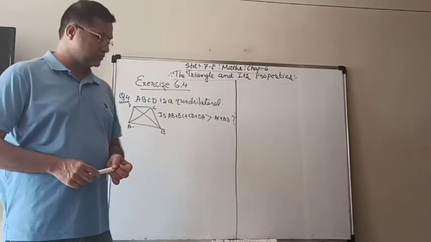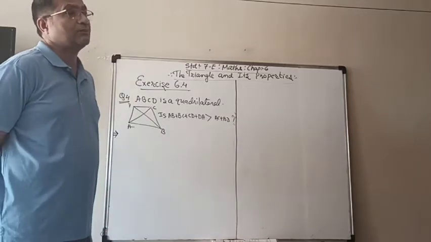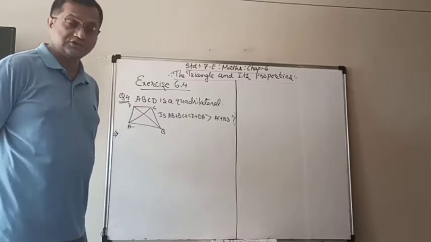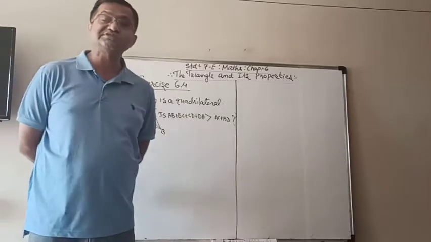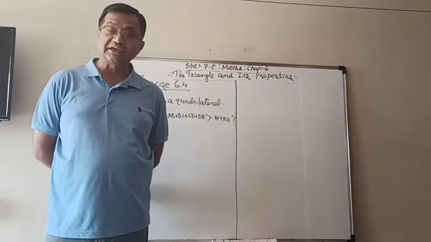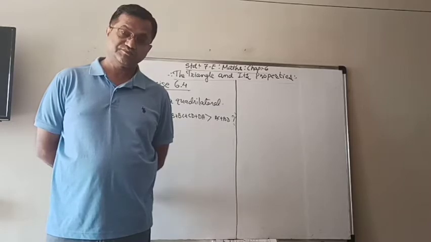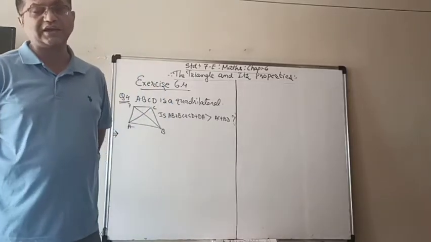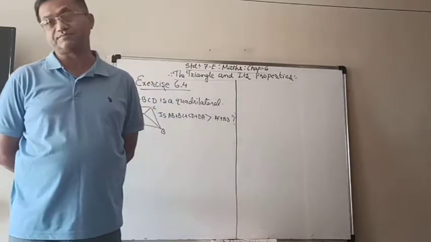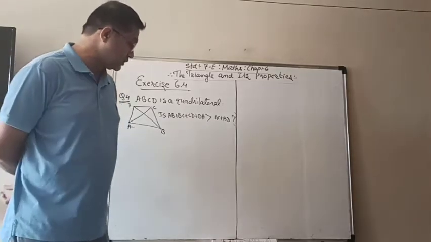In the last session we learned some results about the sum of two sides and the difference of two sides. We saw that the sum of two sides of a triangle is always larger than the third side. And also we saw that the difference of the lengths of any two sides of a triangle is less than the third side. And we started exercise 6.4 also.